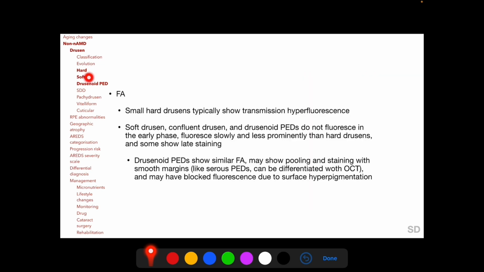Hard Drusen, soft Drusens, and drusenoid PEDs are the more common types of Drusen, and on fluorescein angiography, small hard Drusens typically show transmission hyperfluorescence or window defects. But soft Drusen, confluent Drusen, and drusenoid PEDs do not fluoresce in the early phase of the angiogram, fluoresce slowly and less prominently than hard Drusens, and sometimes show late staining. And Drusens, particularly drusenoid PEDs, may have blocked fluorescence due to surface hyperpigmentation.